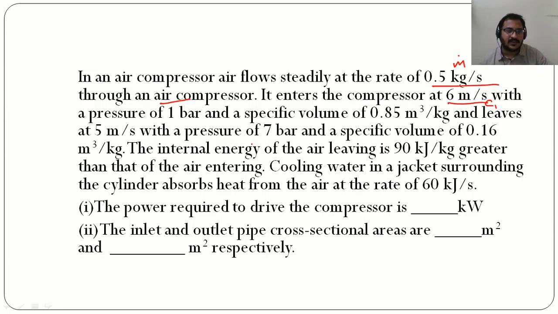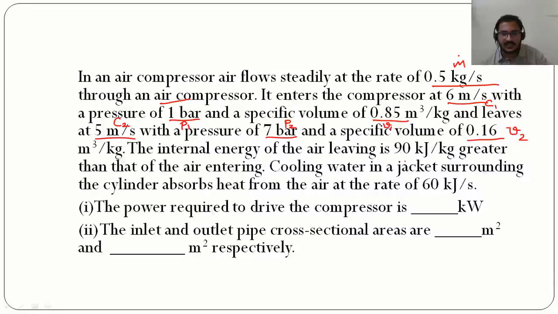C1 is given with a pressure of 1 bar and specific volume small v1 0.85 meter cube per kg and leaves at 5 meter per second. So here this is C2 which is leaving at 5 meter per second with a pressure of 7 bar. So P2 is 7 bar and a specific volume of 0.16. So V2 is given 0.16 meter cube per kg.